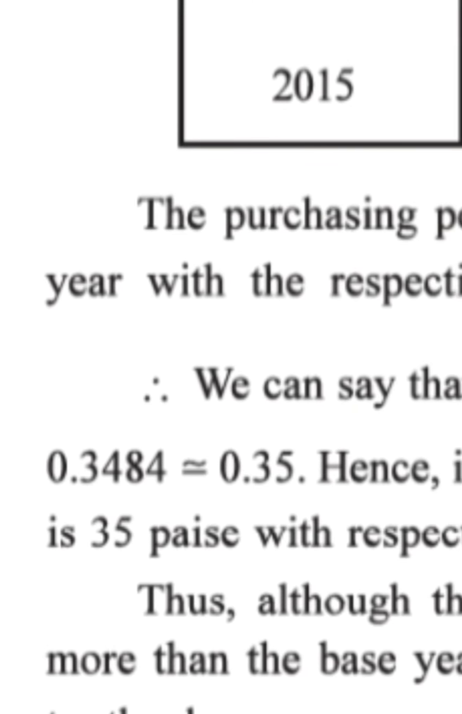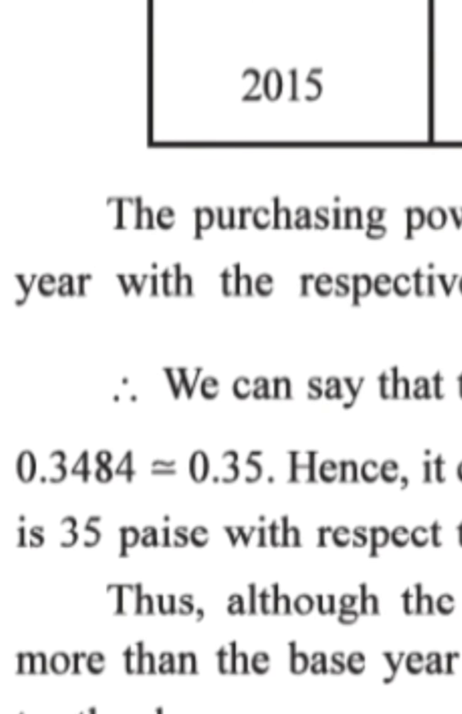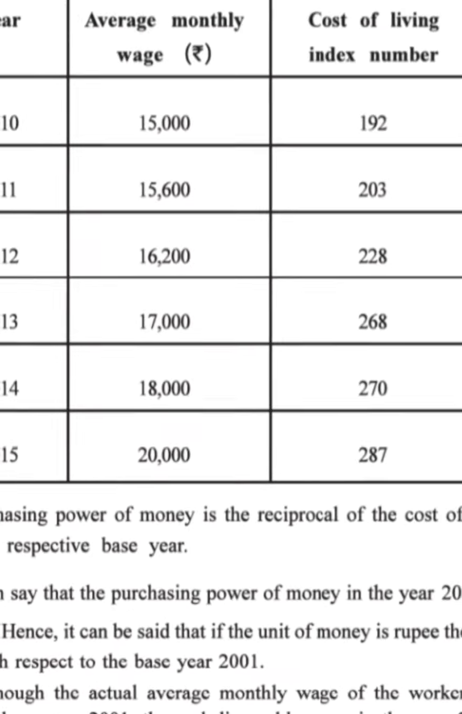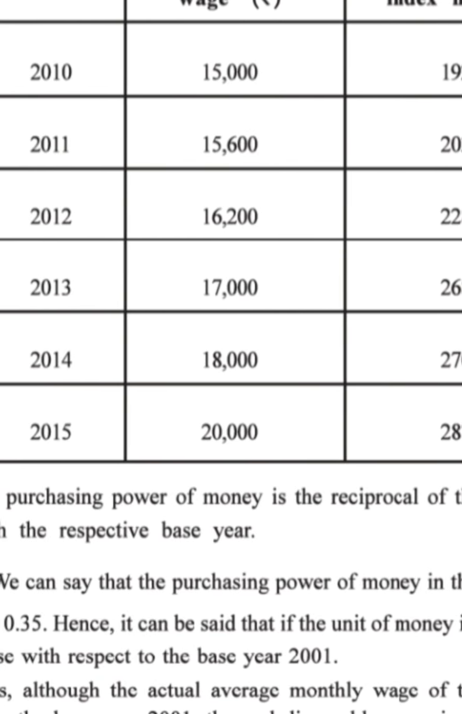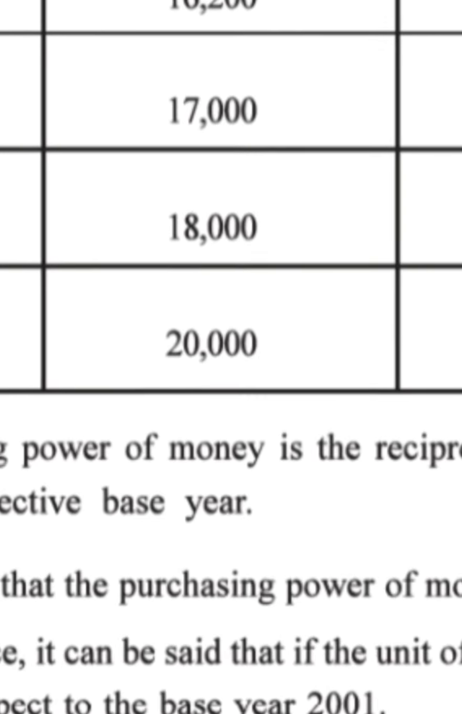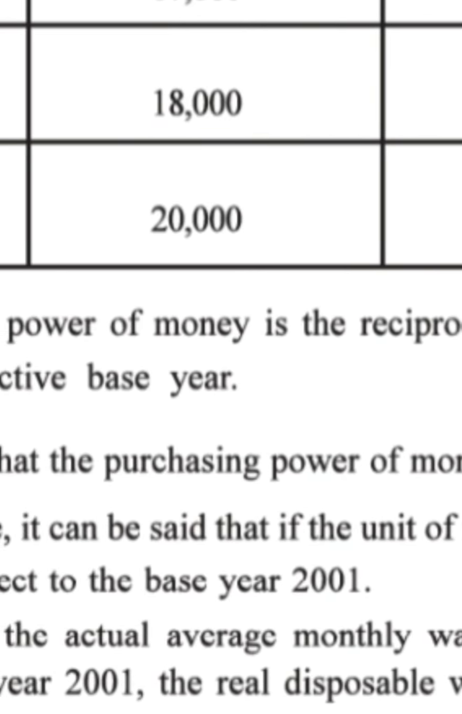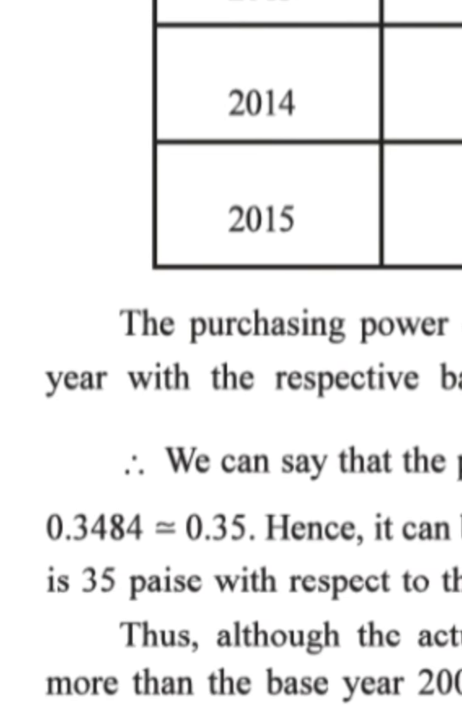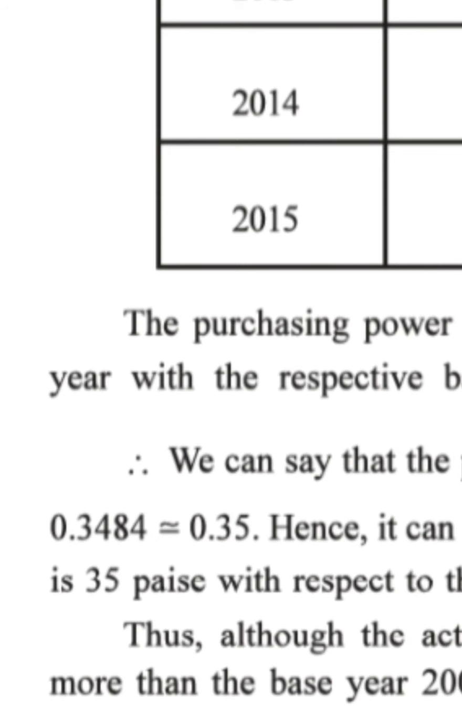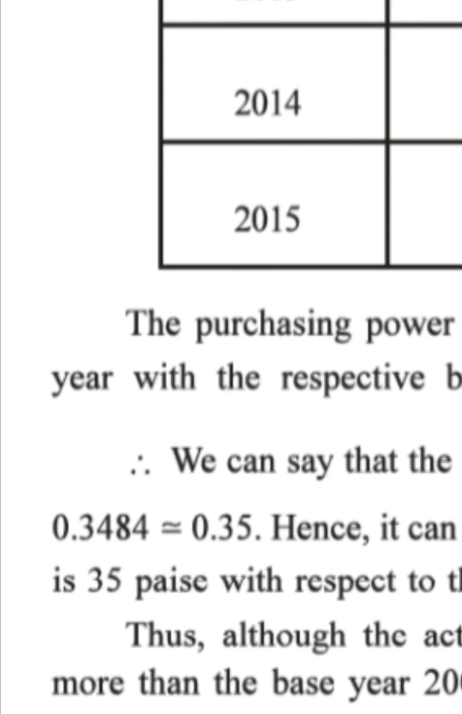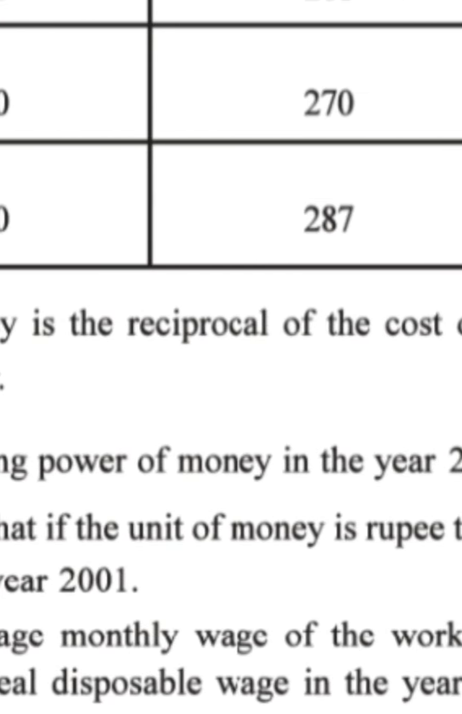So you found out the purchasing power of money. That is 0.35 with respect to the base year. It means that if you have the value of 1 rupee which was there in 2001, its value at today's time is only 0.35, that is only 35 paise. That is the purchasing power of that 1 rupee at today's time, the current year. That is how we found this out.